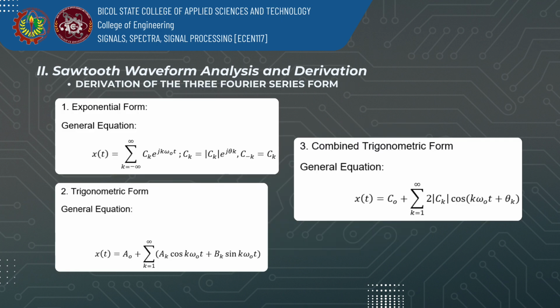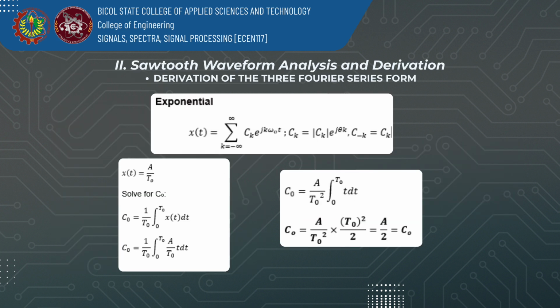Now let's proceed to the core of the analysis, the Fourier series. We will derive it in three forms: exponential, trigonometric, and combined trigonometric.